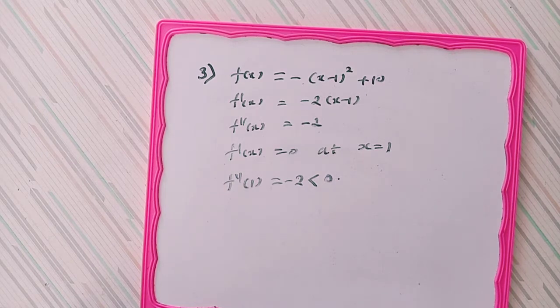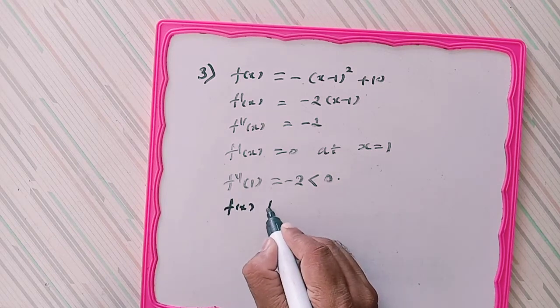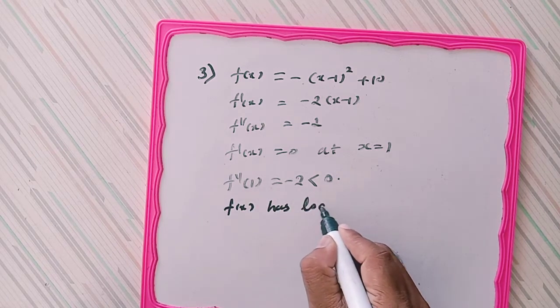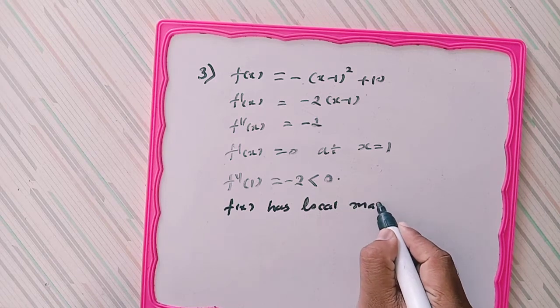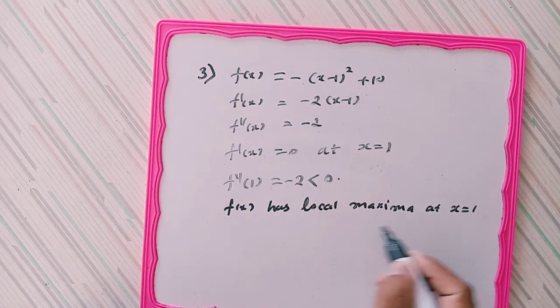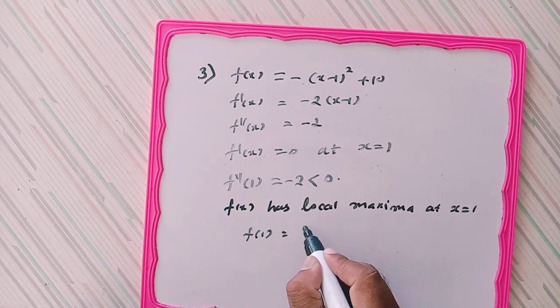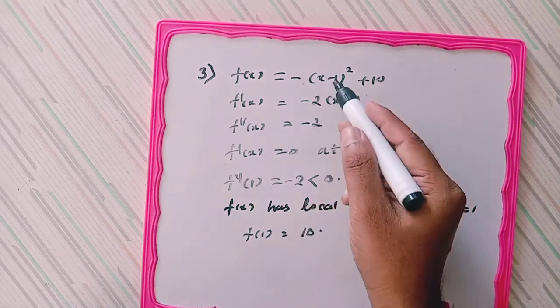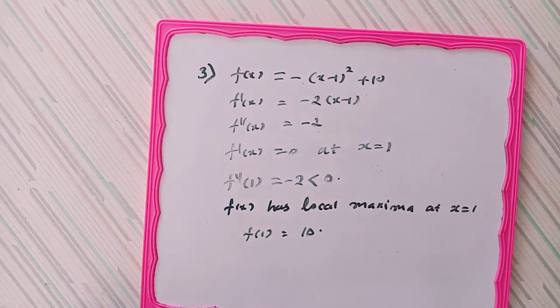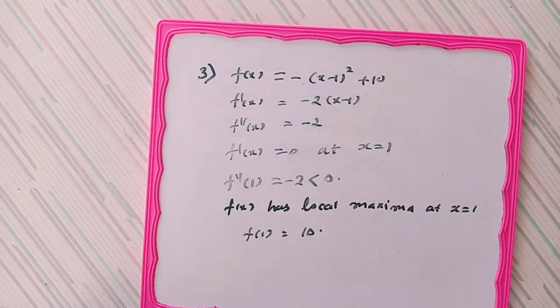And so we can say that f(x) has local maxima at x equals 1, which is f(1) equals 10. As x equals 1 we substitute here, and so local maximum value is 10. Sorry, f(1) equals 10 at x equals 1.